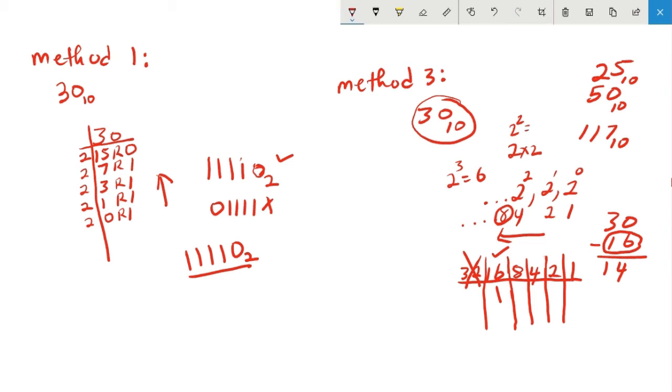Now I'm left with 14. What's the next highest digit I can subtract? I already used 16. The next number I can subtract is 8. I can take 8 from 14. Right? And whenever I subtract a number, I put a 1 in a column. Now I have 6 left. Remainder is 6. Now I can take 4 again, because that's the next highest number I can subtract. Okay? 4. I place a 1 there. And I am left with 2.